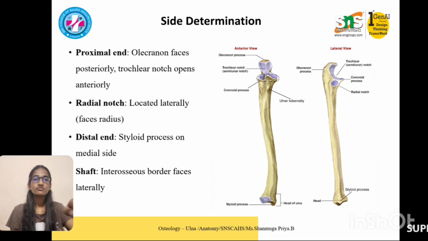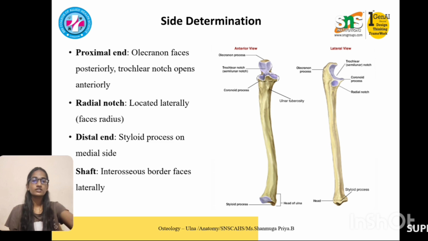Next we are dealing with side determination. For the proximal end, the olecranon is posterior, the trochlear notch anterior, and the radial notch lateral, that is, it faces the radius. And also we have the distal end, which can be identified by the styloid on the medial side. And also the shaft has the interosseous border lateral.